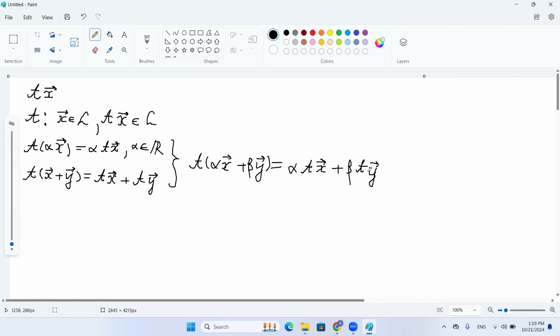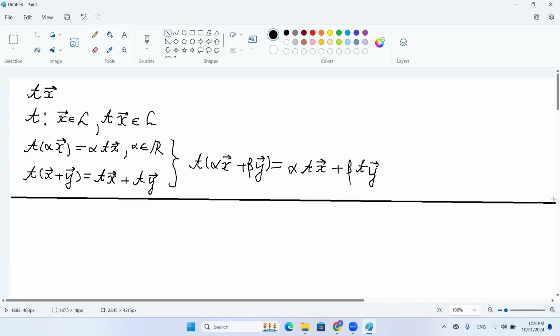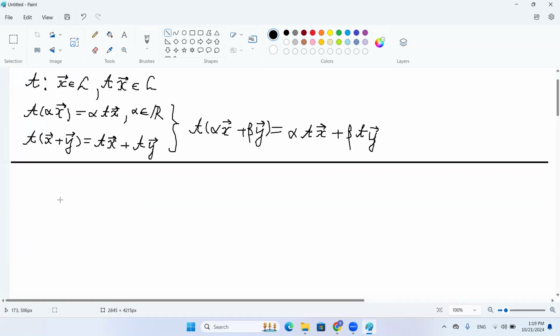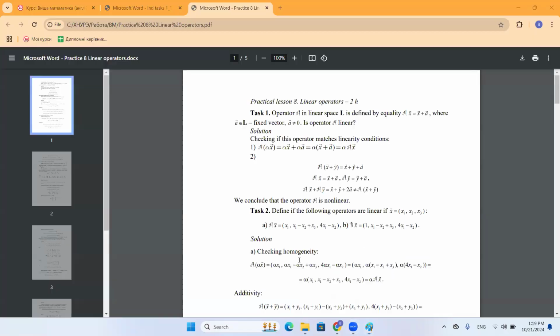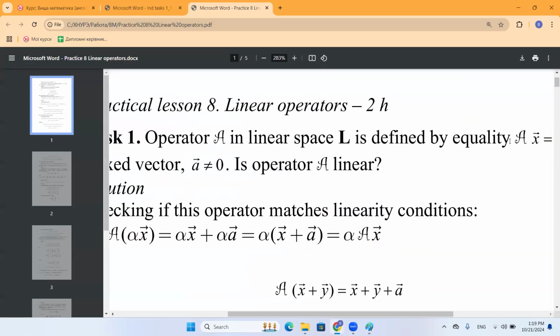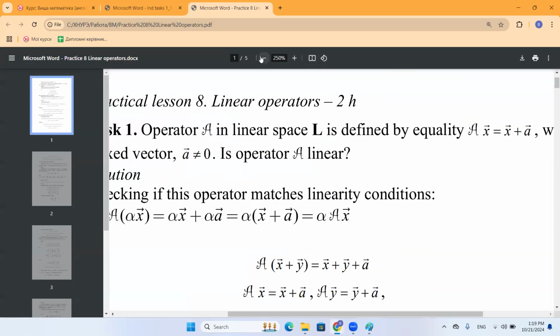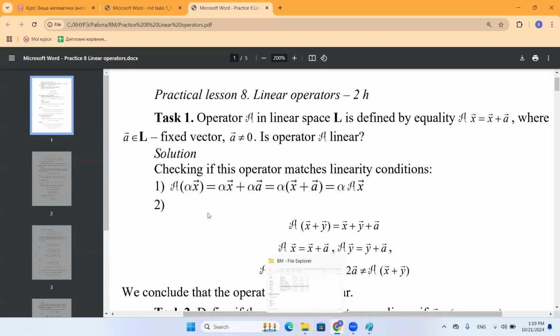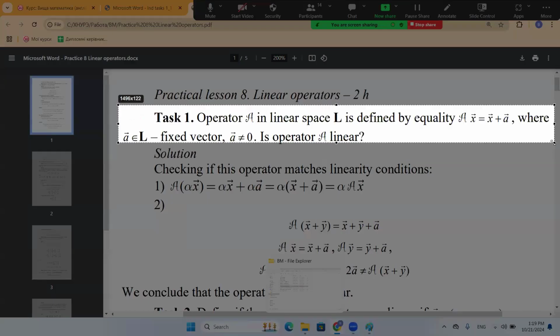Okay, any questions for now about theory? It seems that there are no questions for now. So first of all, let's solve the first task. Let me first zoom in. You also have a solution for this task, but let's solve it on our own.